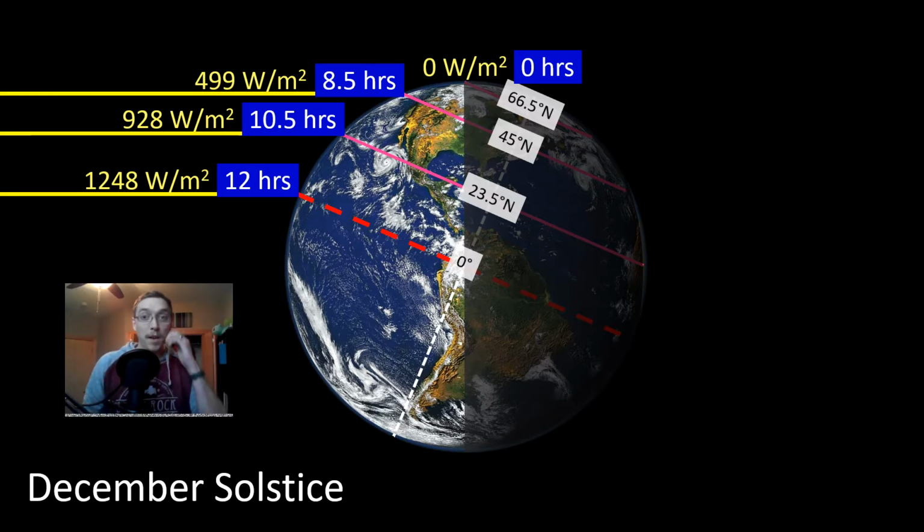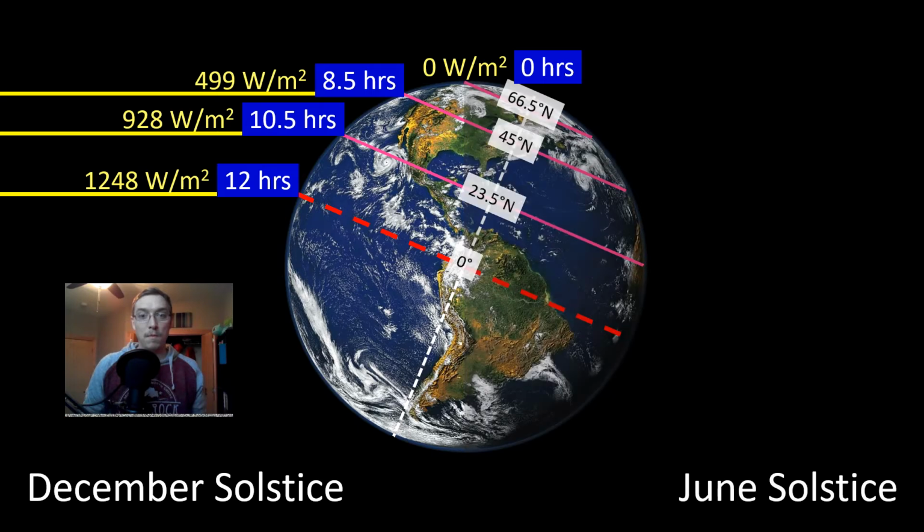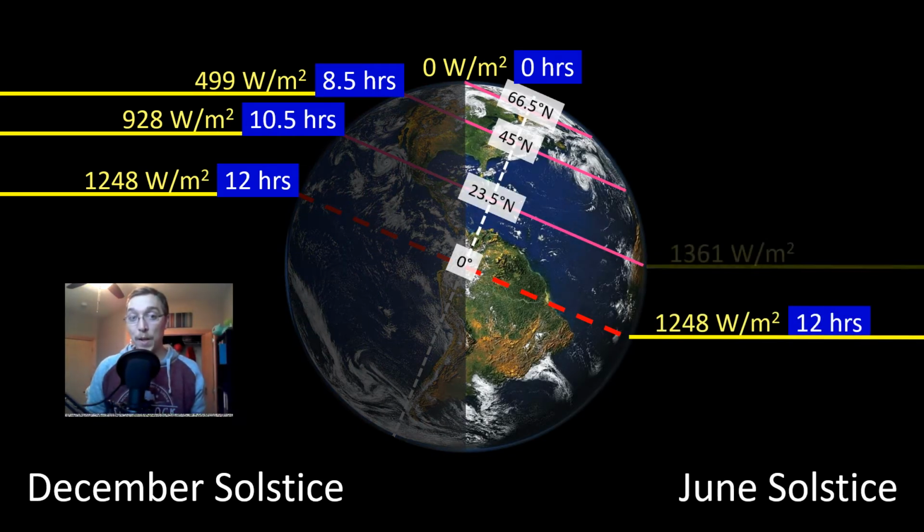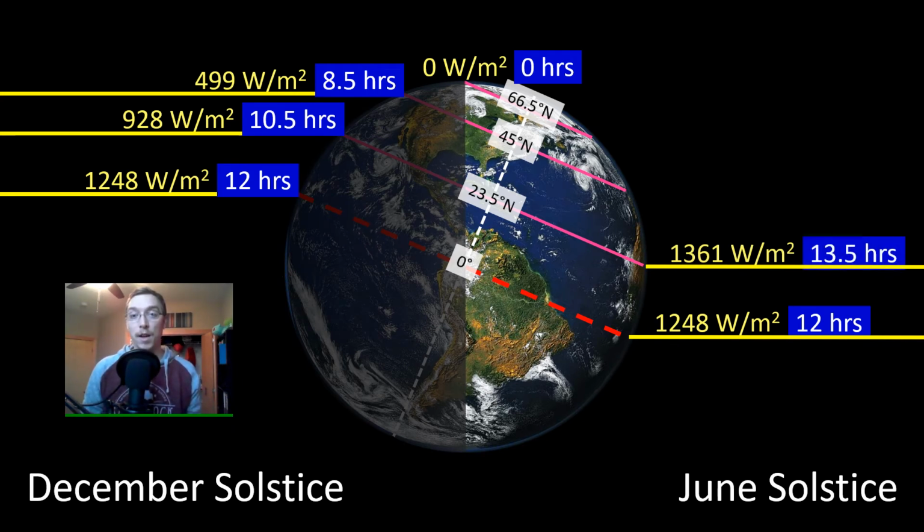This is all review, right? Now, during the June solstice, 12 hours of daylight along the equator, 1361 watts per meter squared, and 13.5 hours of daylight along the Tropic of Cancer.